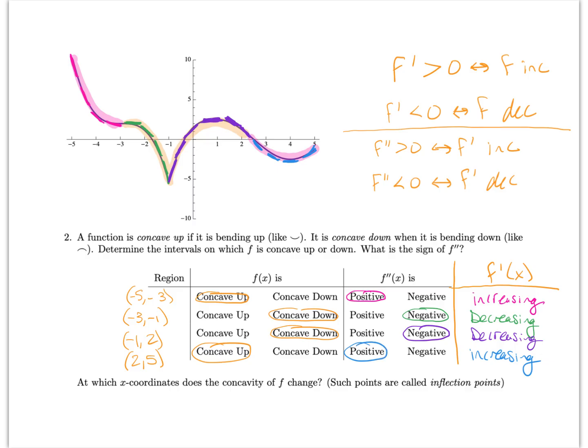So we can see a connection between the sign of f double prime and the concavity of f. When f is concave up, we know f double prime is going to be positive. Concave up, positive, positive. And when f is concave down, f double prime is negative. Concave down, negative, negative. And the reason is because f prime is increasing or decreasing. But this is the association that we want to remember: the association between the sign of f double prime and the concavity of f.